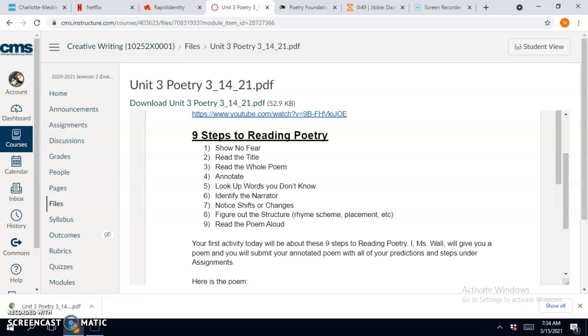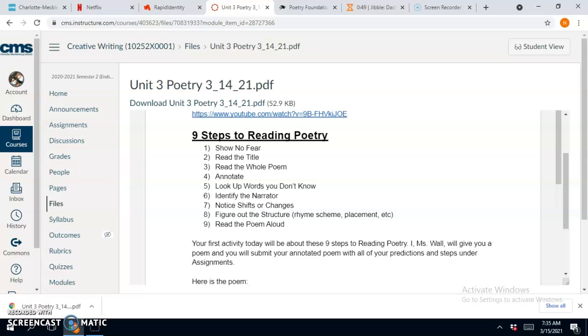Then, number 3, you do what I call a first read. You read the whole poem without anything. Don't make a mark, don't do anything, just read the poem. Then number 4, after you've read that poem, then you go back and start your annotation. You can now make a prediction about the title.